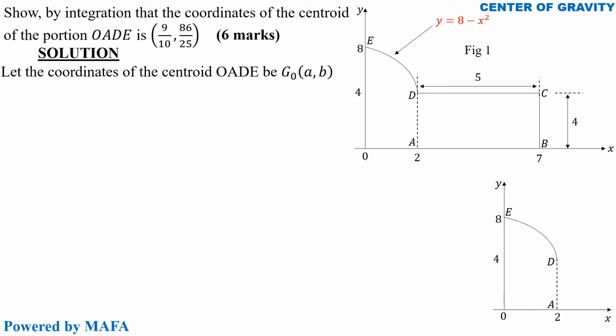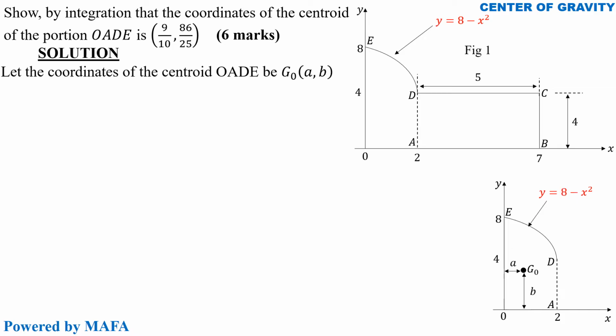So if we let the coordinate of the centroid to be a point G0 having coordinates (A, B), we can represent it on the diagram. So we have G0, that is the distance B, and that is the distance A. The distance B is the distance from the center of gravity of that portion to the line OX, and the distance A is the distance of the center of gravity of the portion G0 to the line OY, or we can say to the y-axis.